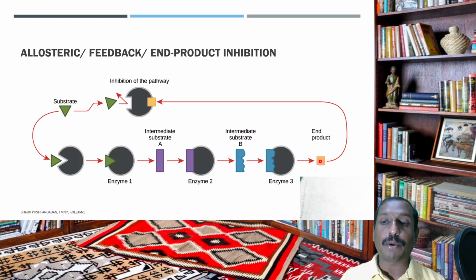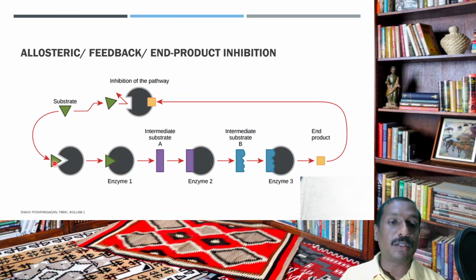Okay, when this end product is formed, this end product can bind with the first enzyme at a position other than the active site. This is the active site. This is actually the active site. This end product can bind with another site, not the active site. And this particular site is called the allosteric site. Allosteric site. When the end product of this chemical reaction is binding with the allosteric site, what will happen?